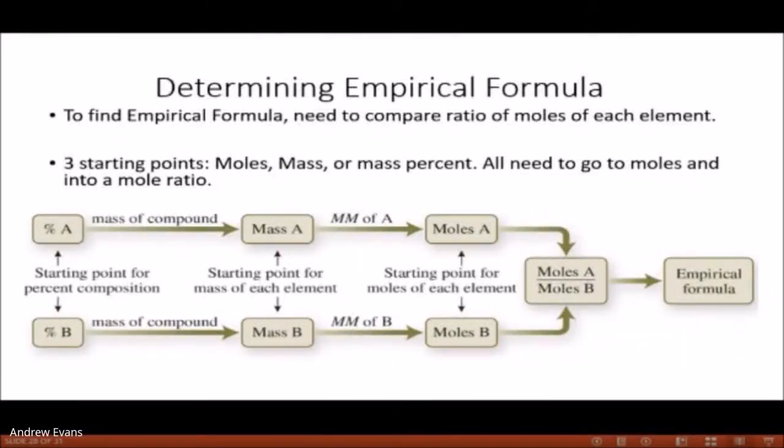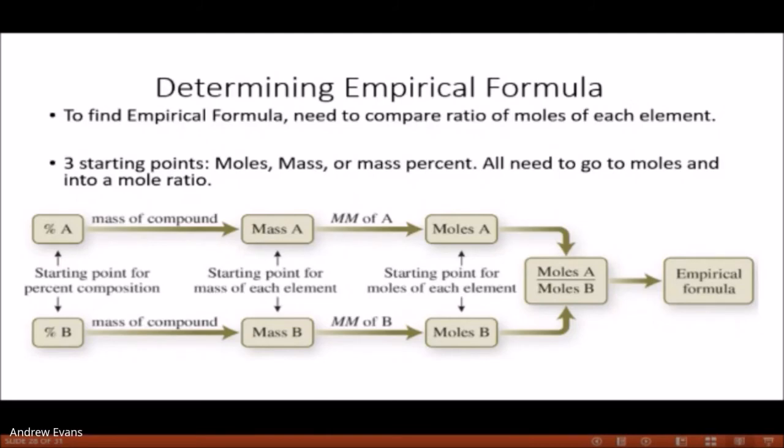Sometimes there may be a little bit of rounding. Sometimes you'll have to scale it up. A 1 to 1.5 ratio is actually a 2 to 3 ratio. But we're going to find the simplest whole number mole ratio. So what does that mean? We have to convert to moles.